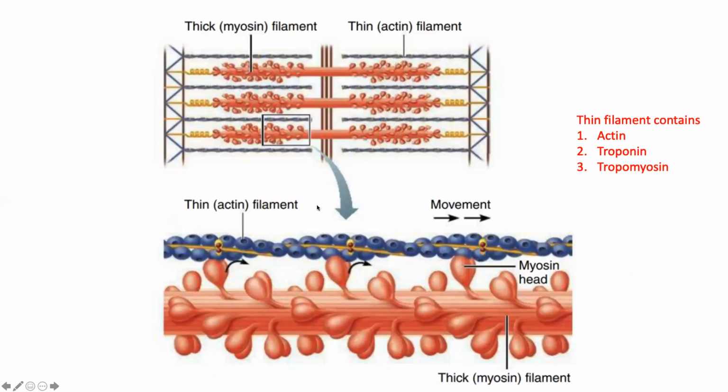If you look at the actin and myosin, this is the thin filament, which we call actin, and this is the thick filament, which we call myosin. Myosin has small little heads. These are called myosin heads. When we talk about the thin filament, we have three structures. They are actin, which is colored blue, troponin, and tropomyosin.